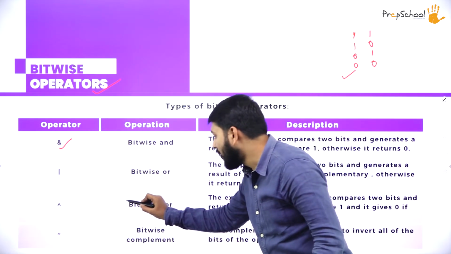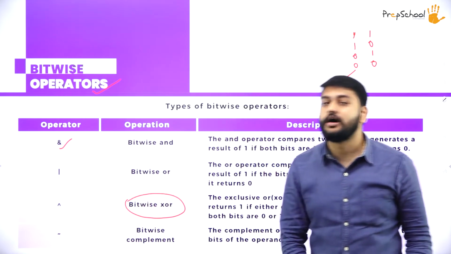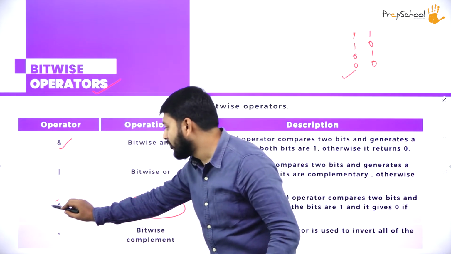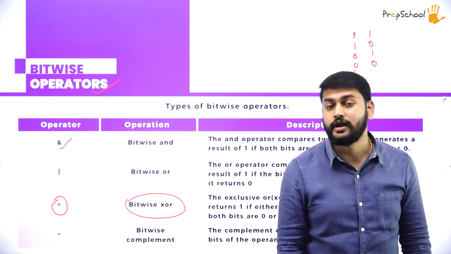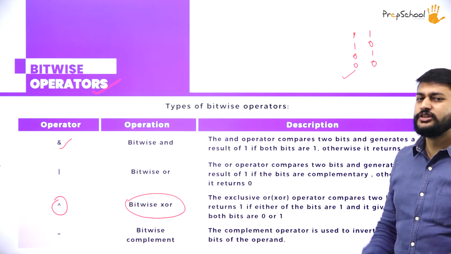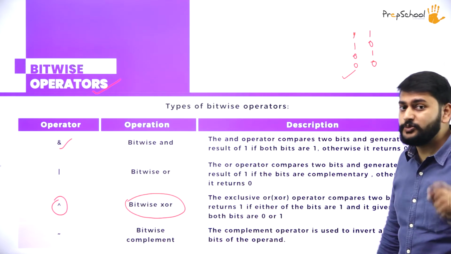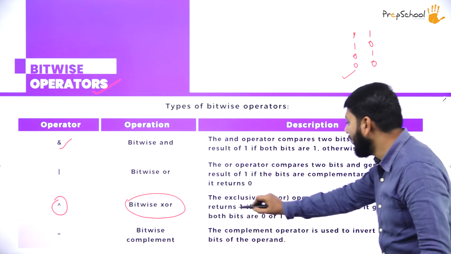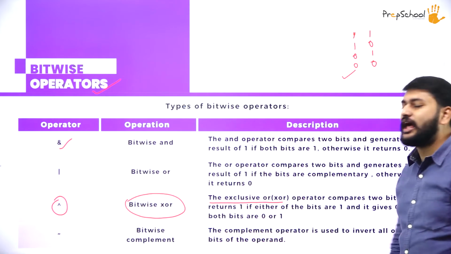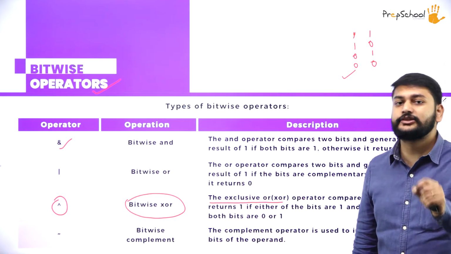Please observe, this is what I will call a bitwise XOR. So what is the speciality of this? The only thing you have to remember with respect to bitwise XOR is, please listen carefully, the other name for XOR is exclusive OR.